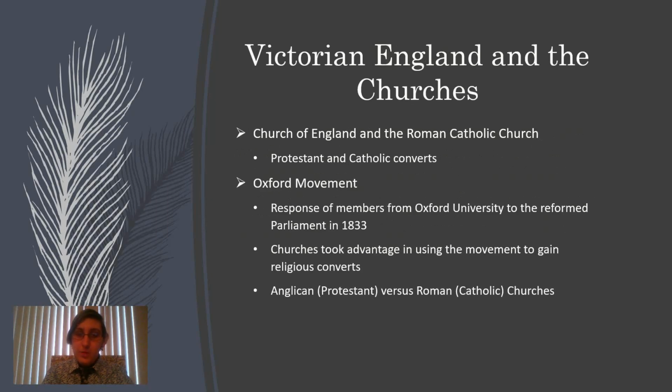In terms of religion in Victorian England, there were two main churches: the Church of England and the Roman Catholic Church, the Protestants and Catholics. One of the main instances that happened was the Oxford movement. It originally started with members from Oxford University in response to the Reform Parliament in 1833. During this movement, the churches took advantage of it to gain religious converts. There was the Anglican, which is the Protestant, versus the Roman Catholic churches.